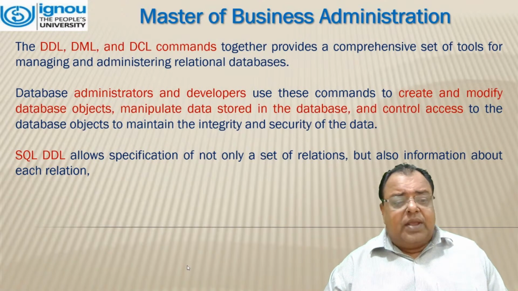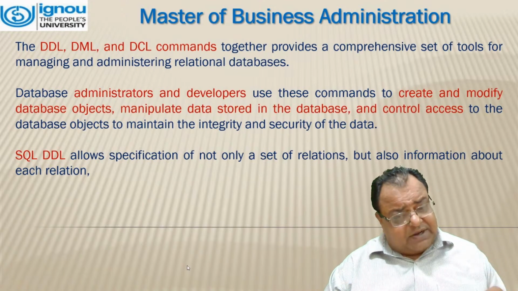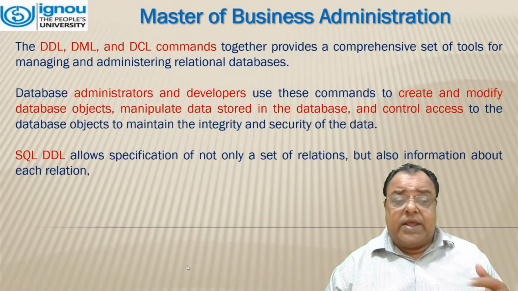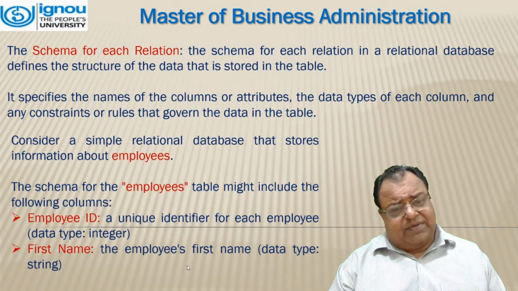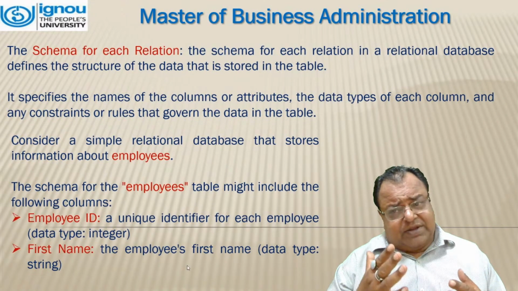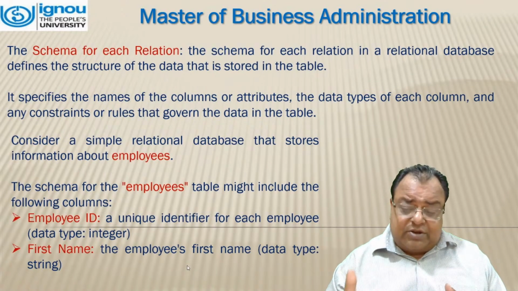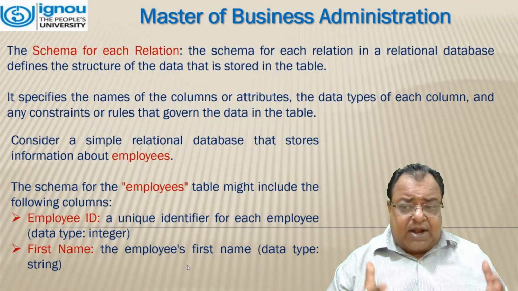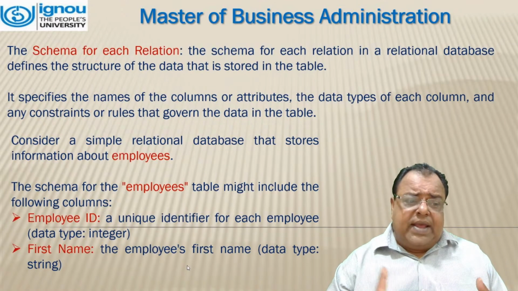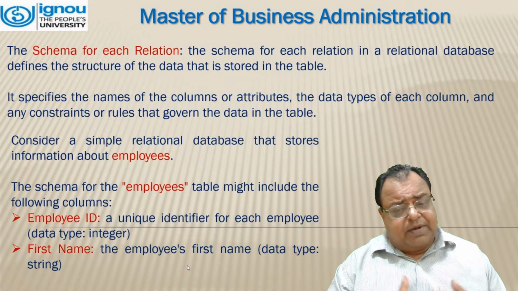SQL DDL also allows specification of not only a set of relations but also information about each relation. The schema for each relation in a relational database defines the structure of the data that is stored in the table. This specifies the names of the columns or attributes, the data type of each column, and any constraints or rules that govern the data in the table.